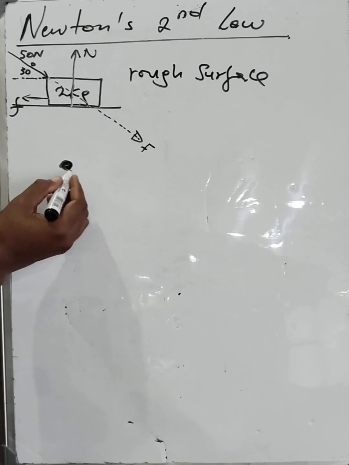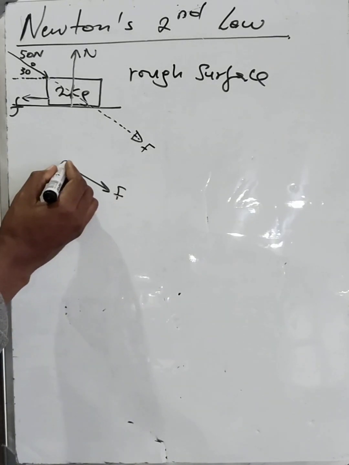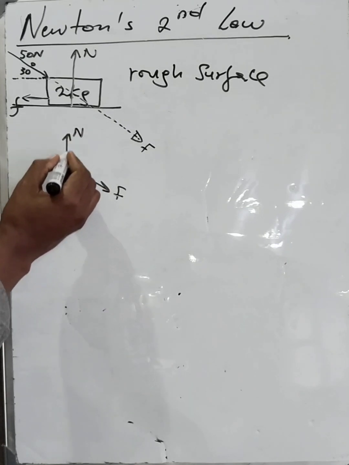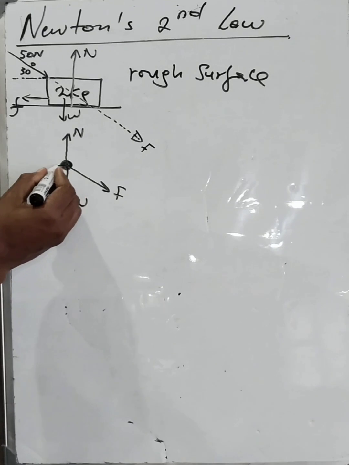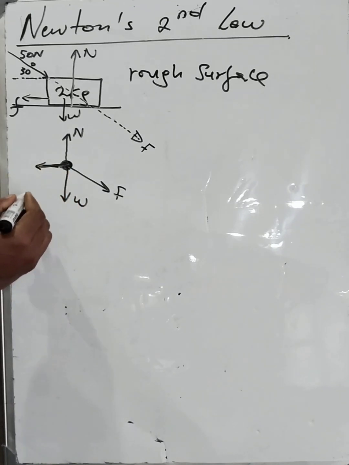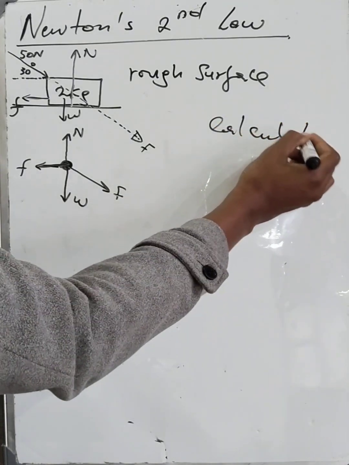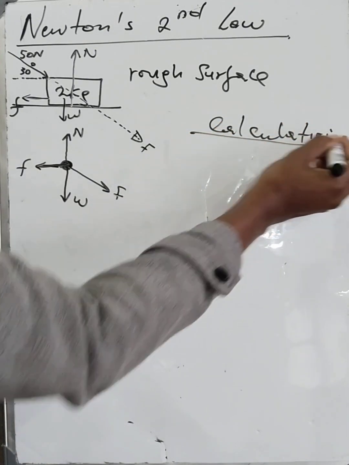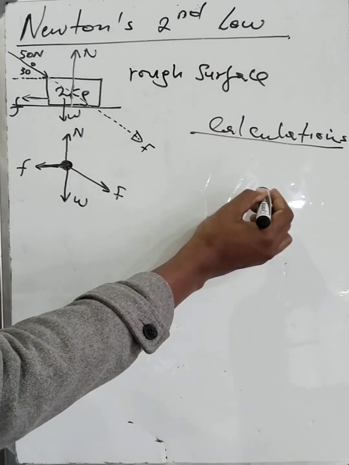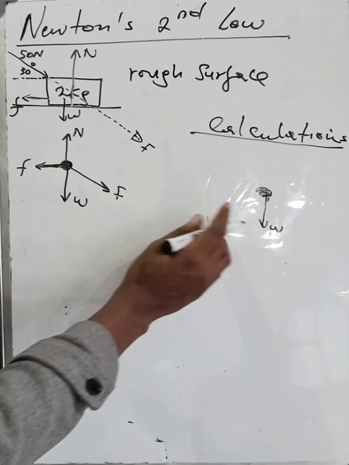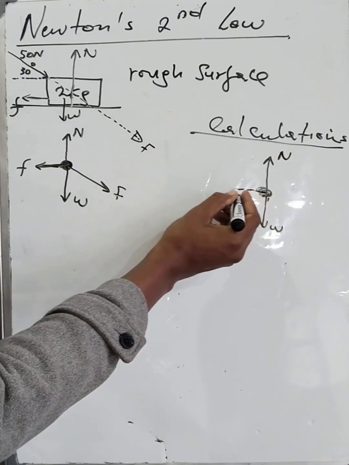There is a bullet here. There is a force in that direction, force applied. Then there is a normal force in that direction. I forgot to write the weight here. There is a weight downwards. Then there is a friction in this direction. Then for calculations, we have another free body diagram. So for calculations, now that this force is angled, you must have the components. So we have a weight downwards, we have a normal force upwards, we have friction to the left.